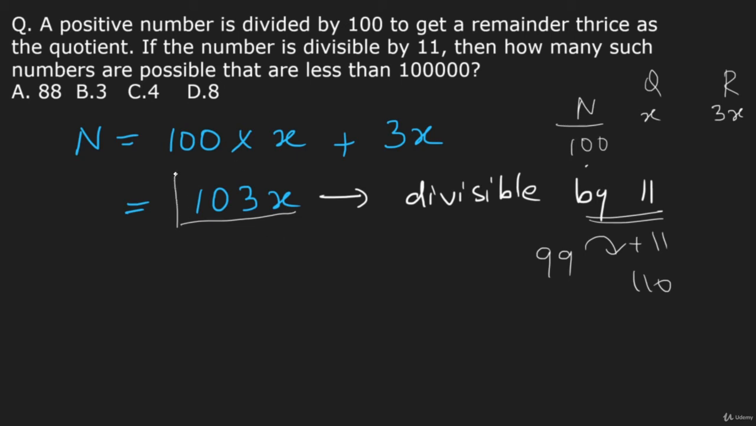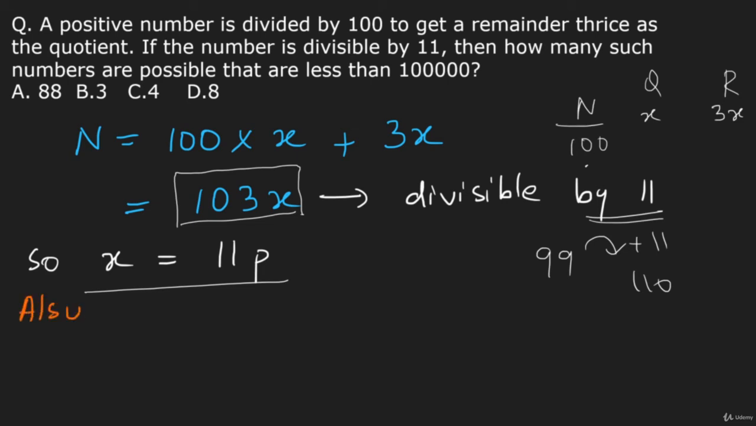So if 103 into x has to be divisible by 11, then x has to be divisible by 11, or I can write x as a multiple of 11. Say x is 11p. All right, so x has to be 11p. Now over here 3x is the remainder, and 3x has to be less than 100, right? Because the remainder always has to be less than the divisor. Whenever you do a division operation, the remainder always has to be less than the divisor.